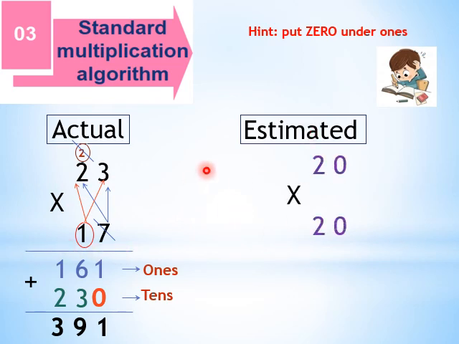23 will be rounded to 20 and 17 will be rounded to 20. So here I have 20 by 20. I drop down the two zeros and multiply 2 by 2. It will equal 4. This is 400, and this is called the estimated product. So you have to differentiate between the actual product, when you multiply the actual values together, and the estimated product, which you get when you estimate or round the factors, and they are very near.